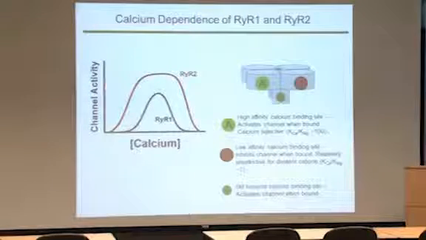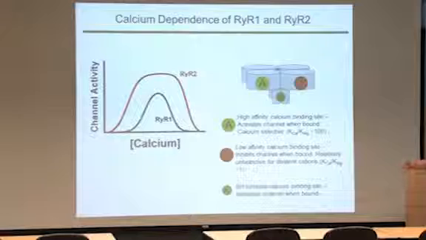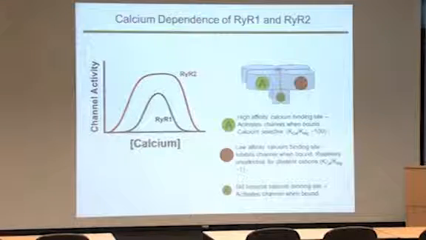This biphasic calcium dependence arises from at least two calcium binding sites. There's one site that has a high affinity that, when it binds calcium, will activate the channel. So that causes the activation. There's another site that has a lower affinity for calcium that, when it binds calcium, the channel closes. That causes the closing on this side. These sites also bind other divalent cations, such as magnesium, which is physiologically relevant.